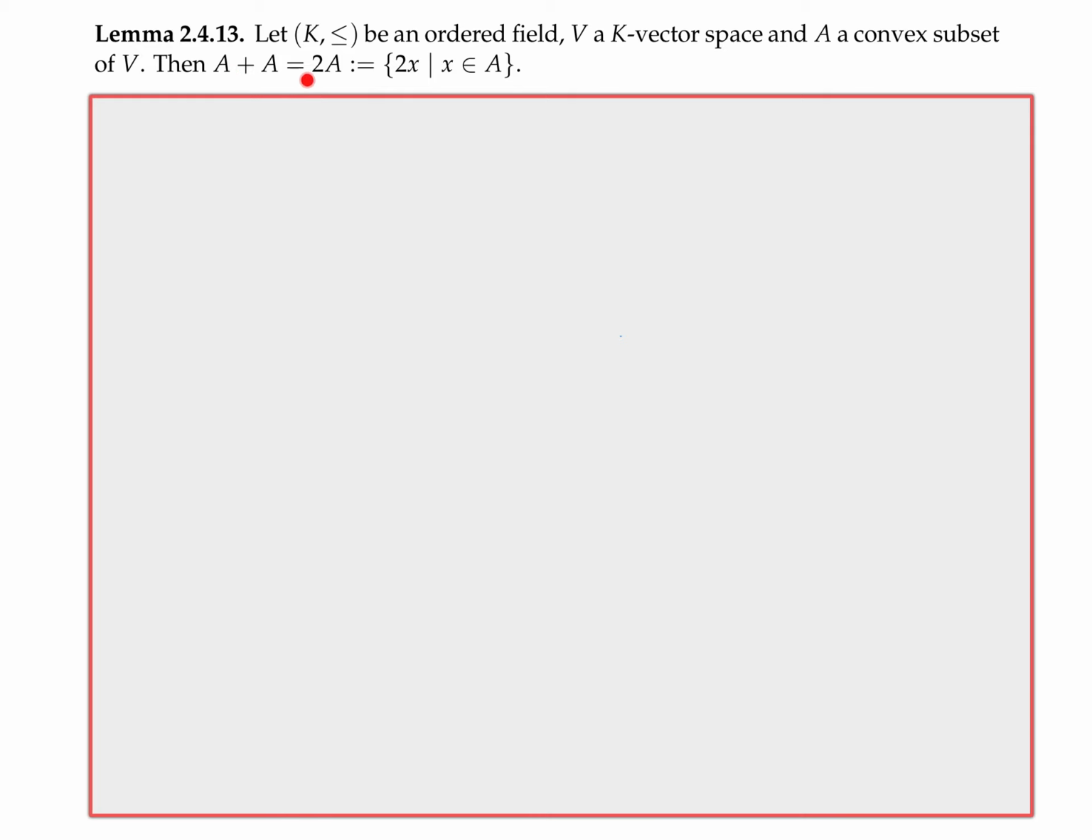When A plus A is the same as 2A, now this looks trivial, but it is not completely, because 2A should be defined as the set of all 2x with x in A, right? So this a priori is a different thing, right? So the idea is as follows. So A plus A. So you have here your set A. It's a convex set, right? It was a convex set.